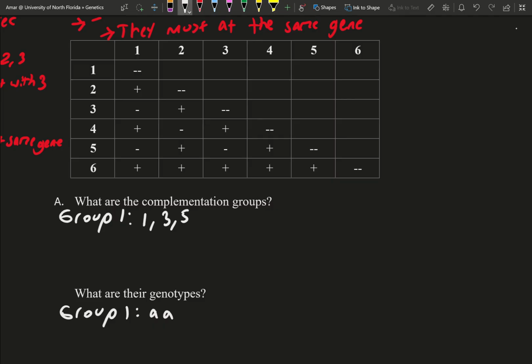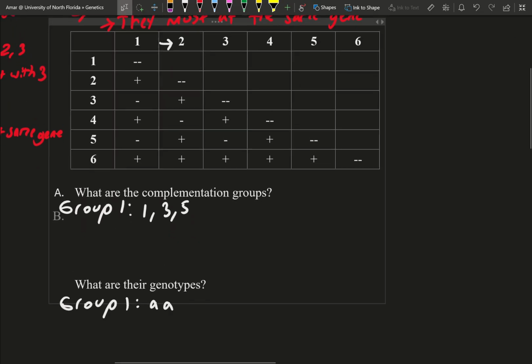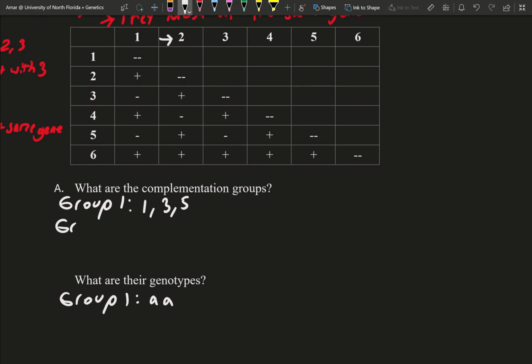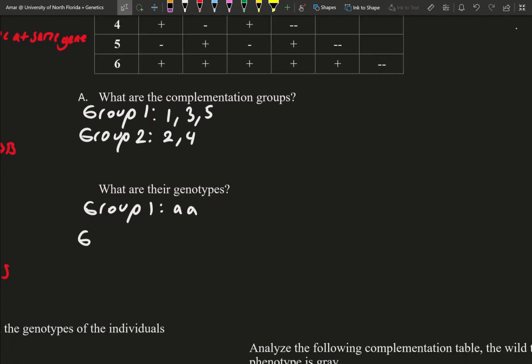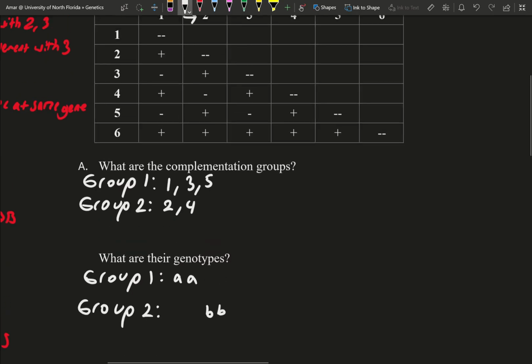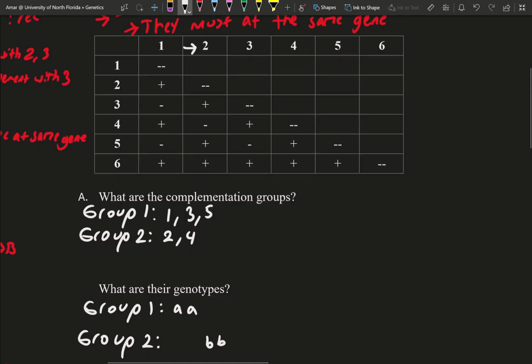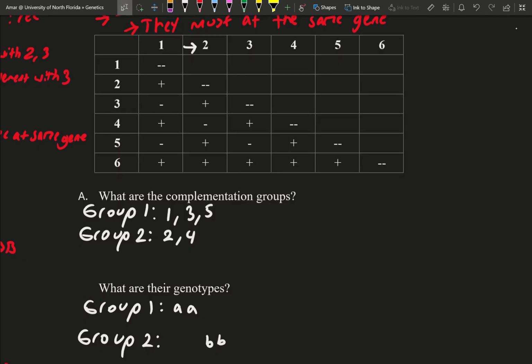Let's start off with group number 2. Group number 2 is recessive at... 2 crossed with 4, you get a recessive phenotype. So group number 2 is 2 and 4. Because now we have a different group, we have a different gene, a different locus that we're recessive at. So little b. So hopefully that made sense.